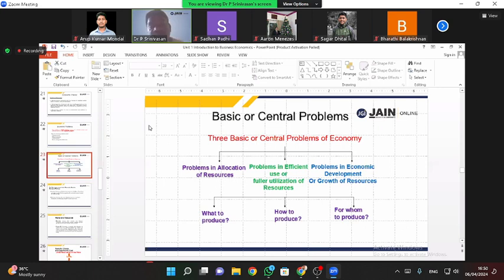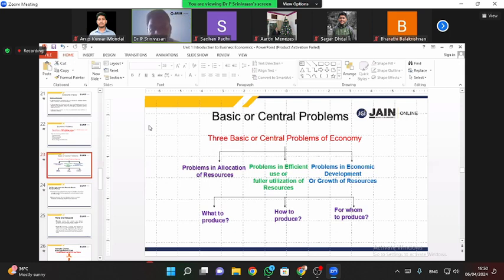Second, problem in efficient use of the resources. Not only allocation, you have to utilize the entire resources in a very efficient way. First comes allocation, second comes efficiency, and third comes accumulation of resources. We call it economic development or growth of resources. Three things.